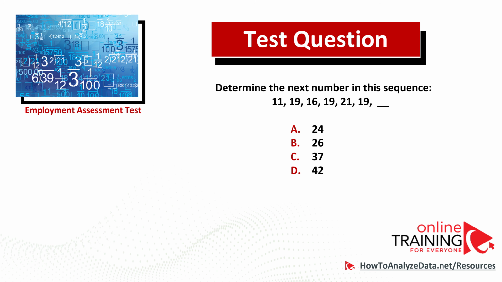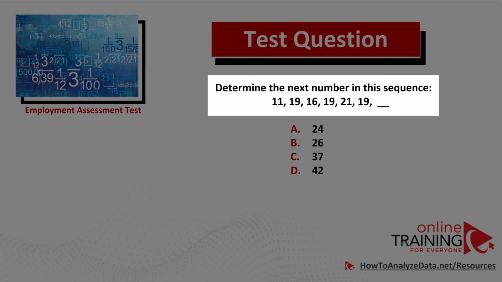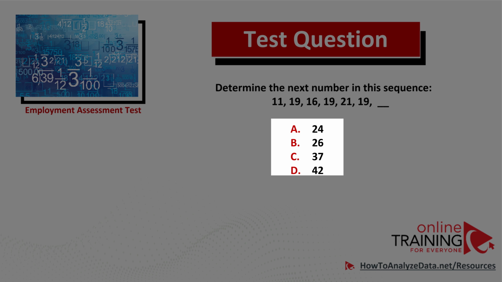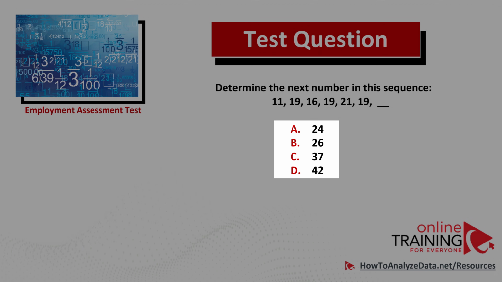Let's look at the interesting and at the same time tricky question which we frequently see on the test. Determine the next number in the sequence. And you have the sequence of numbers 11, 19, 16, 19, 21, 19. And you need to determine the next number out of the 4 choices provided. Choice A, 24. Choice B, 26. Choice C, 37. And choice D, 42.